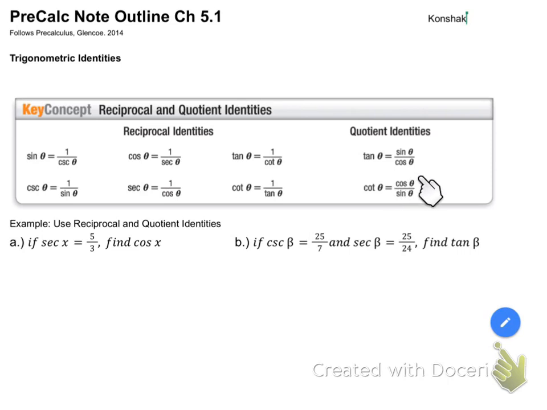And so, let's go into our problems. I want to be able to use the reciprocal and the quotient identities. Okay? To be able to say, if I know that secant of x is equal to 5/3, find the cosine of x. Now I think the first one is pretty straightforward. I should be able to say, wait a minute, secant, cosine, the reciprocals. If I know one of them is 5/3, that means the other one is 3/5.